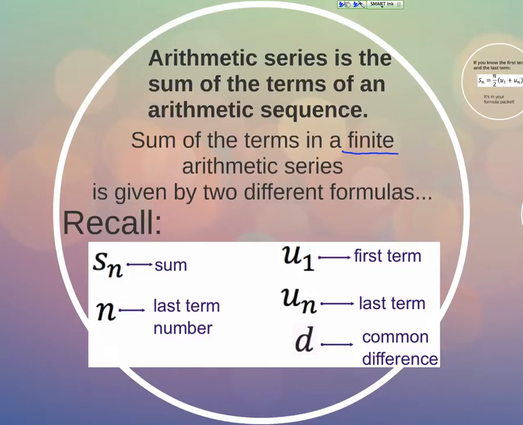U sub 1 and the D here both stand for what we're used to them standing for. U sub 1 is the first term, D is the common difference. U sub n, which we know is a term, we've been talking about it as a term from here on out. In these particular problems, it does stand for the last term. So if we are looking at the first 50 terms, it is the 50th term. It's the 50th number in the list because we're only looking at the first 50, or whatever that happens to be.